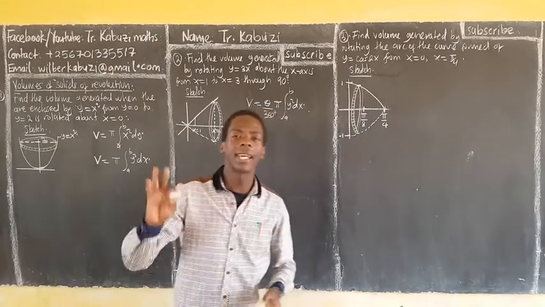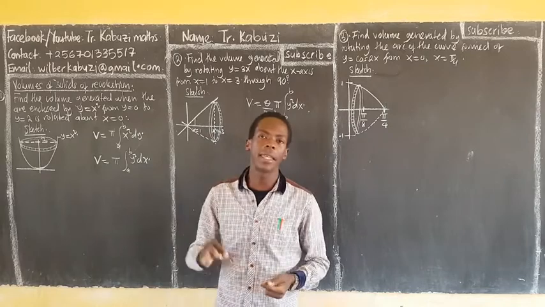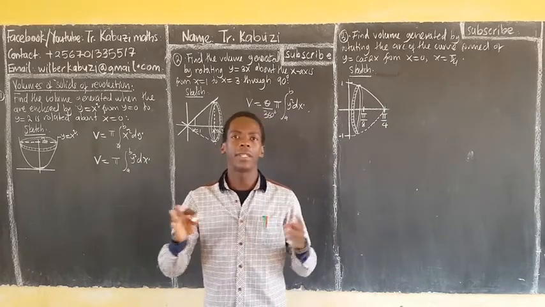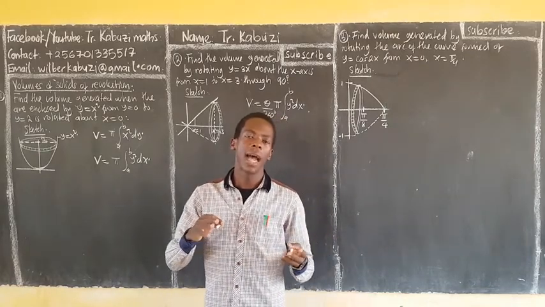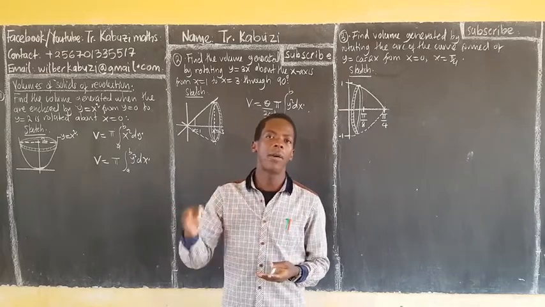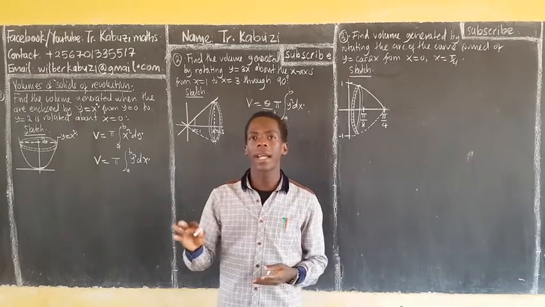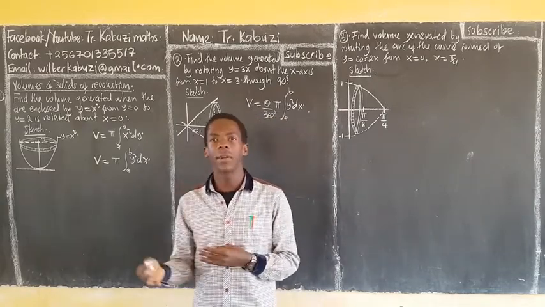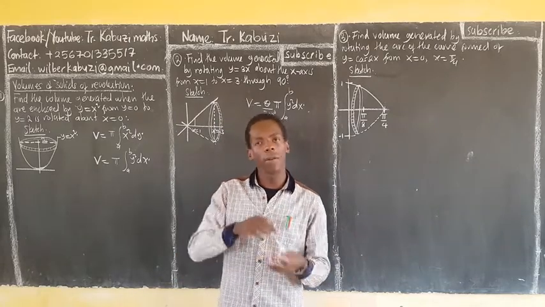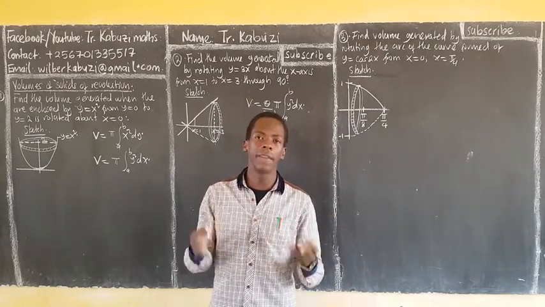Okay, so in this lesson, let us see how we get the volume generated by rotating a solid, by rotating a curve about the x-axis or the y-axis through 360 degrees or through 90 degrees or any angle given.